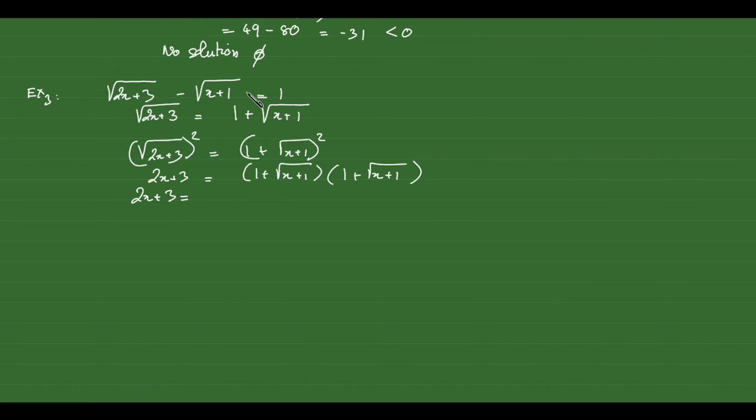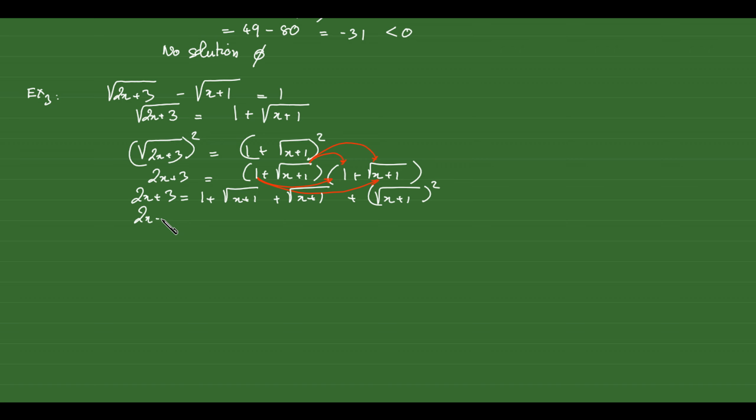So let me put the arrow here. This one goes over here, this one goes over here, this one goes over here, and this one goes over here. So let's see what you get after you FOIL. 1 times 1 is 1. 1 times this is radical x + 1. Radical x + 1 times 1 is just radical x + 1. Radical x + 1 times radical x + 1 will be radical (x + 1) squared.